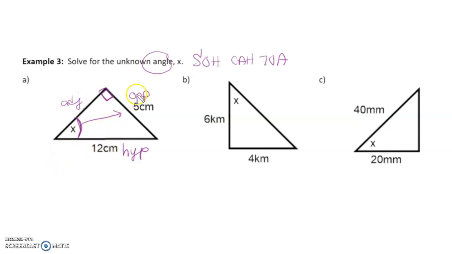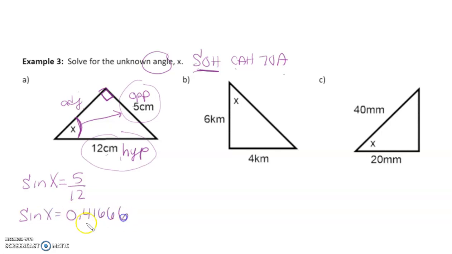So here's the thing. We have the opposite side, we have the hypotenuse. So out of sine, cos, and tan, which one deals with opposite and hypotenuse? Sine. So sine x equals 5 over 12. Okay, if you put 5 over 12 into your calculator, you're going to get a really long decimal, 0.41666666. Okay, but we don't want sine x, we want to solve for x. In order to get the sine off the x, we have to actually sine inverse both sides.